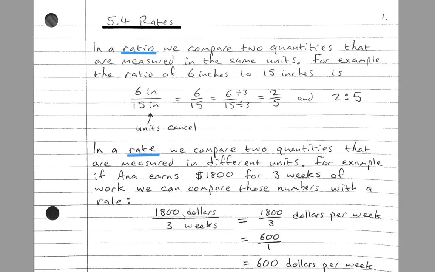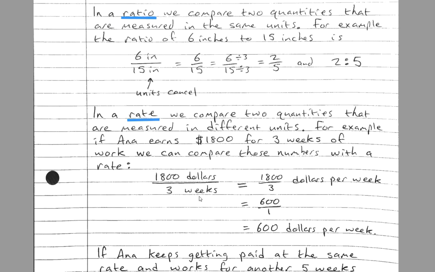Okay, so the first number was 1,800. The units were dollars. And the second number was 3 weeks. Now the units don't cancel. The basic fraction here is 1,800 over 3, but it's measuring a rate. It's measuring the dollars she was paid per week.